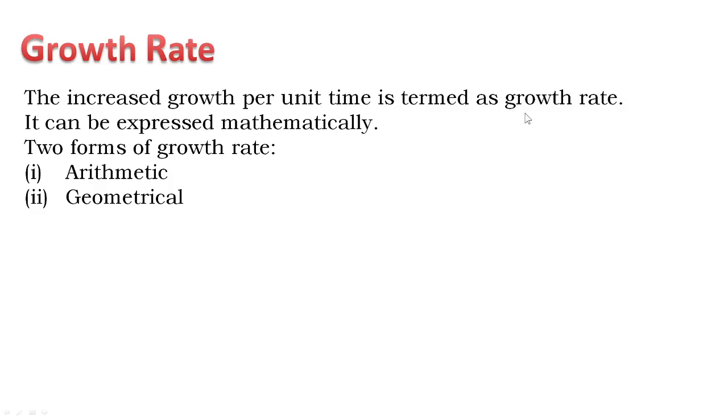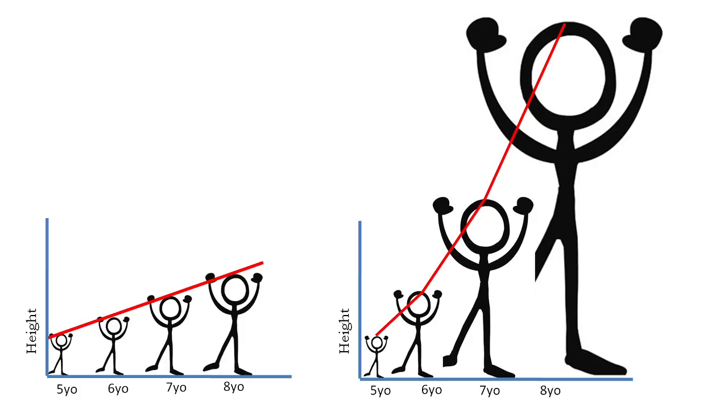And this growth rate can be expressed mathematically. It can be expressed in two forms. There are two forms of growth rate: arithmetic growth rate and geometrical growth rate. Based upon the nature of the growth rate, it can be of two mathematical forms, arithmetic growth rate and geometrical growth rate.